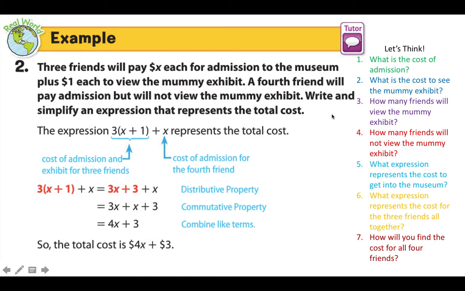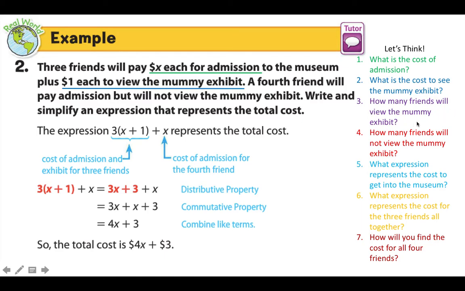All right, so let's think about this. What is the cost of admission? The cost of admission is unknown. It's being represented by an X. So X dollars is the cost of admission. Okay, what is the cost to see the mummy exhibit? Well, it costs $1 for each person to see the mummy exhibit.